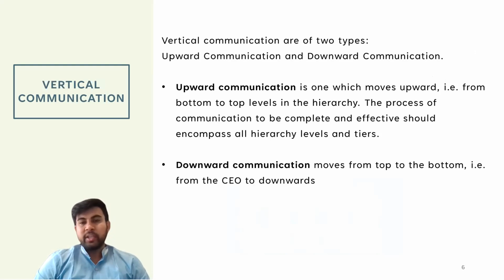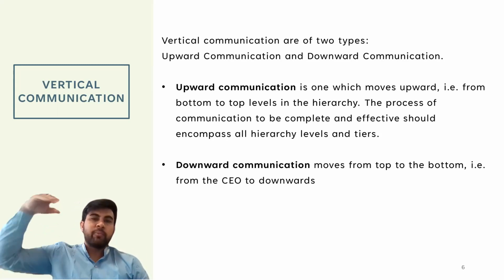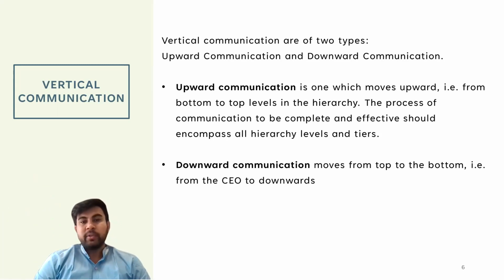Vertical communication. There are two types of vertical communication: upward vertical communication and downward vertical communication. In upward vertical communication, the news goes from the bottom to the top level in the hierarchy. This communication is very complete and effective for all hierarchy levels. When any issue is created at the bottom level of the hierarchy, it travels in such a manner. Even if the worker is facing problems, he will say it to the manager. The manager will take it to his immediate manager, and then to the director, then to the CEO. In this way, the message travels from bottom to the upper levels. This is known as vertical upward communication.